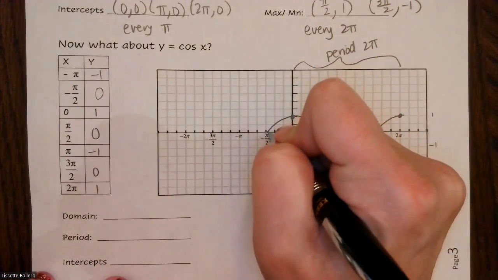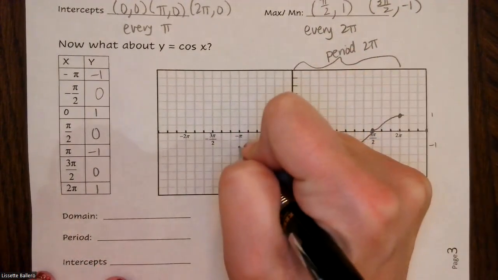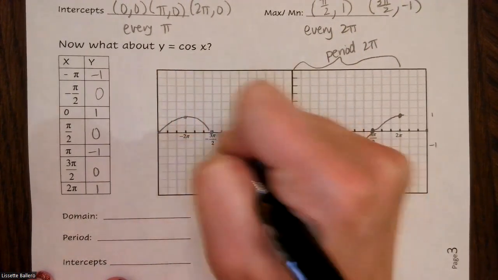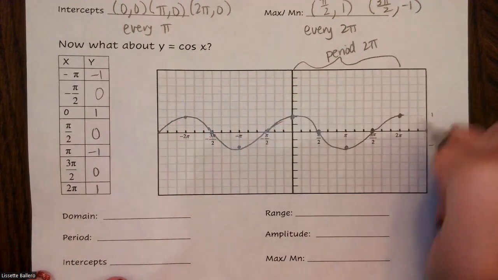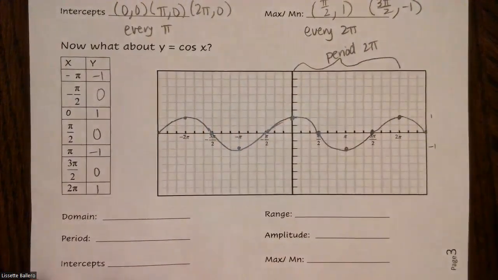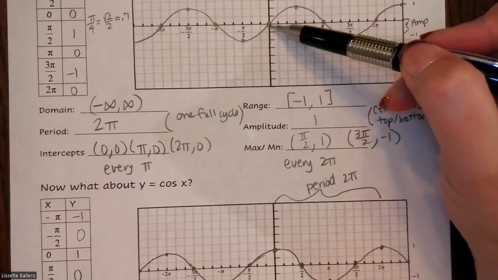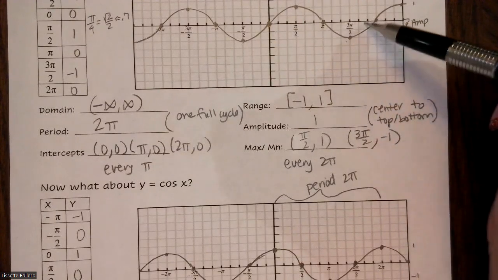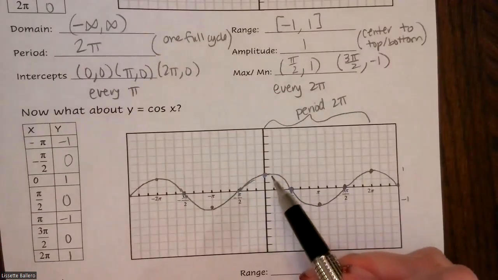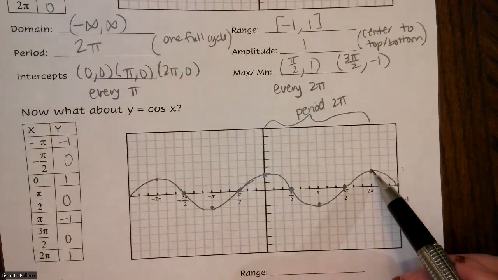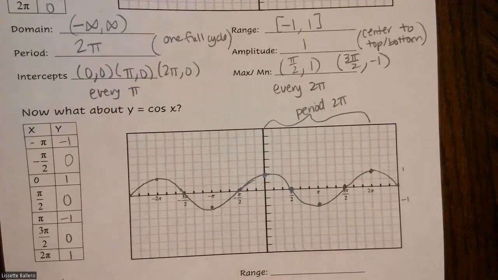So as we keep going, we get that same type of wave curve. The difference is, notice that this sine started at 0. So we start the first cycle right here at 0, 0 to 2 pi. And this one starts at 0, 1. And then it ends right here up at the top again for 2 pi. Those are the points that we would want to start with when we do transformations.